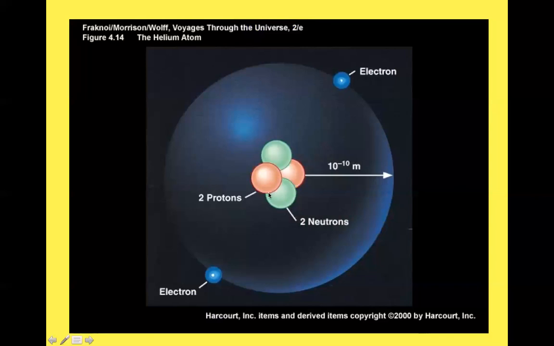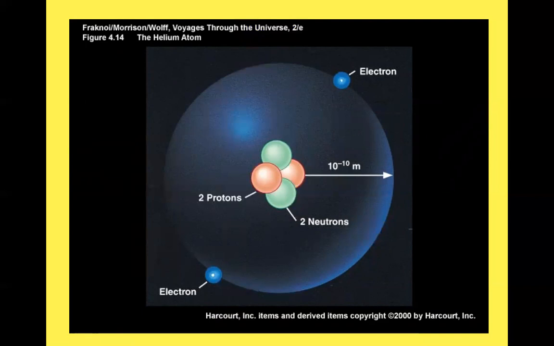And you can see then that because of the pluses, you have the attraction towards the electrons, and they stay and circle around in an orbit. And this makes up what we call a helium atom. So atoms then are made up of protons, neutrons, and electrons.